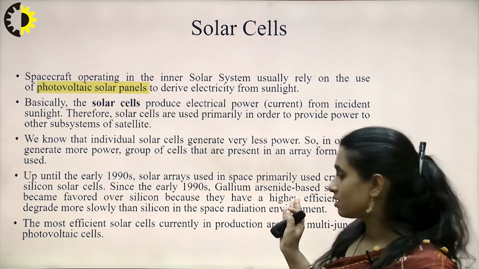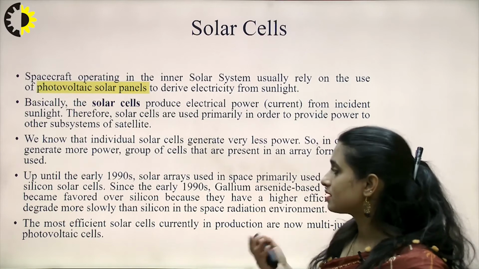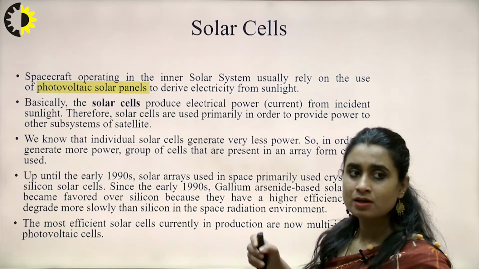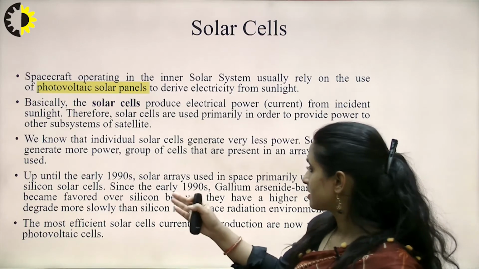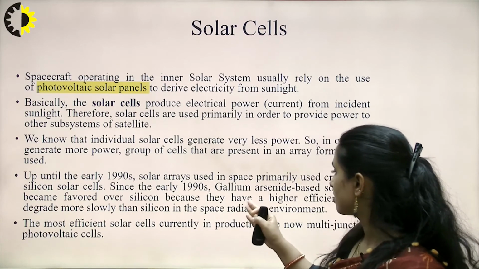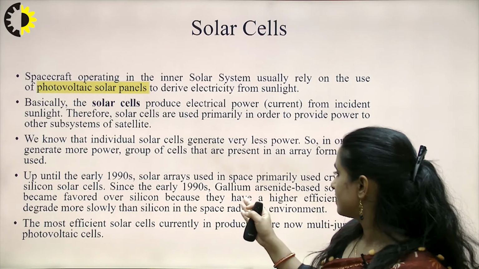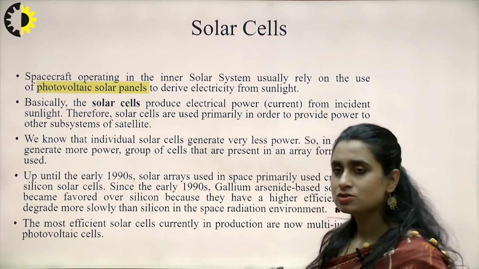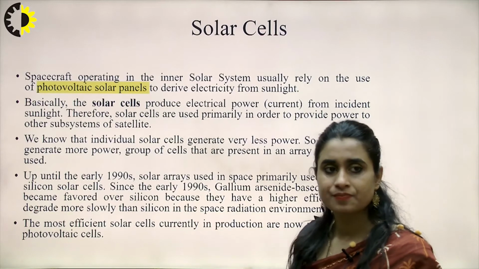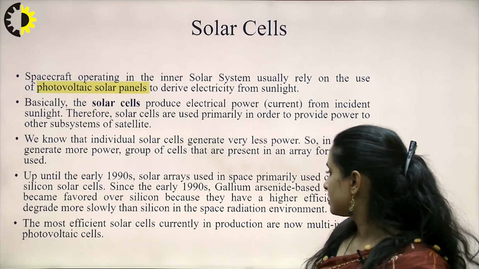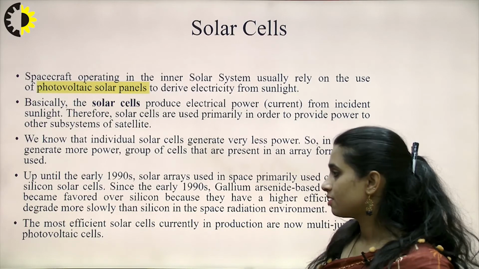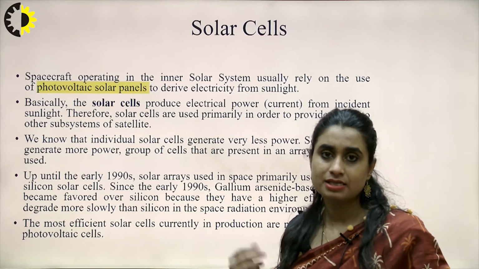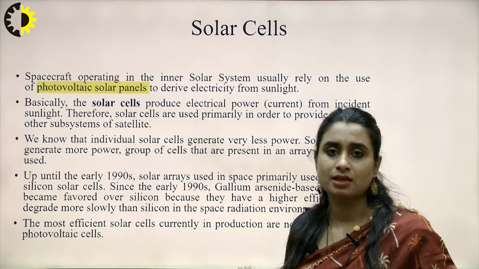Gallium arsenide, being a semiconductor, has its own advantages, right? These are favored over silicon because they have a higher efficiency and degrade more slowly. So we have an increased lifetime compared to silicon in the space radiation environment. We have to consider the point that the environment is harsh over there. These are comparatively closer to the sun, right?